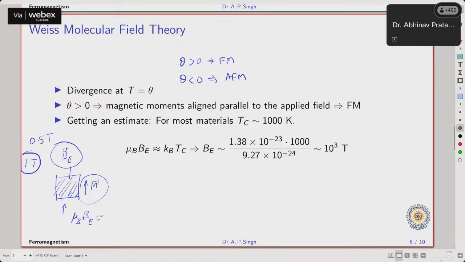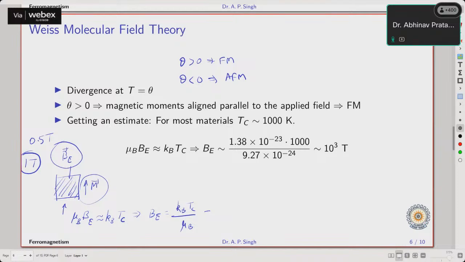And at Tc, if you remember, Tc is a temperature so large that the thermal energy is of the order of magnitude of this energy. That means it should be equal to k_B Tc. So from here we can get an estimate of Tc, which will be equal to mu_B B over k_B. Now if you remember, sorry, I wanted an estimate of B, not an estimate of Tc, because Tc generally we know, so we wanted to get an estimate of B_E. So B_E will be equal to k_B Tc over mu_B.